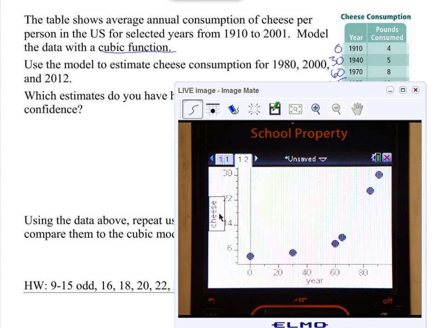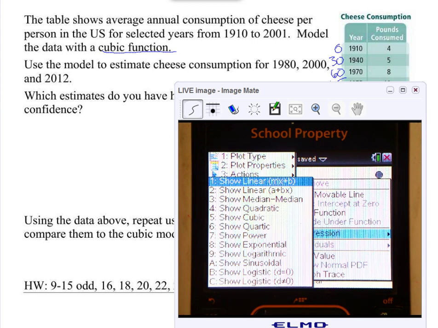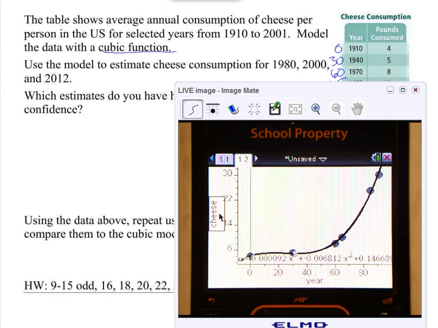So here's my scatter plot, and then one more time I'm going to analyze a regression. And this time they specifically said cubic, so I put a cubic model in there, and there's the graph. How well does it fit? Seems like it fits really well. It might not be exactly right on because of the fact that we have got a lot of data points there, but it's pretty close.